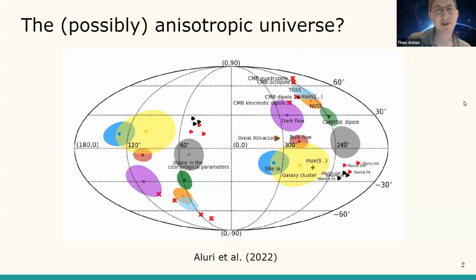So the motivation for this work largely comes from a series of interesting observations that are disputed and often controversial, but which are possible signatures of anisotropy in the universe on large scales. So where the universe may not be best described essentially by a Friedmann-Lemaitre-Robertson-Walker, or FLRW, metric.